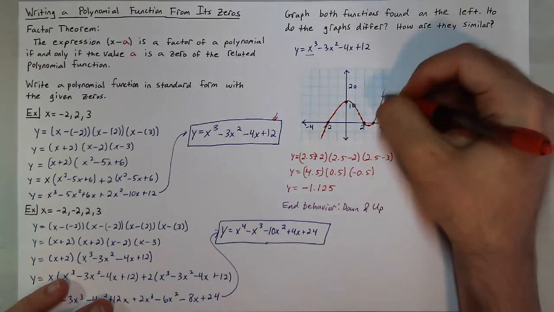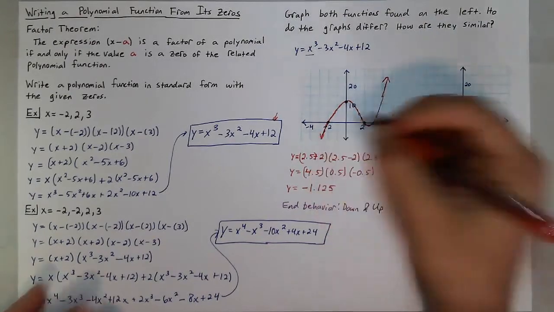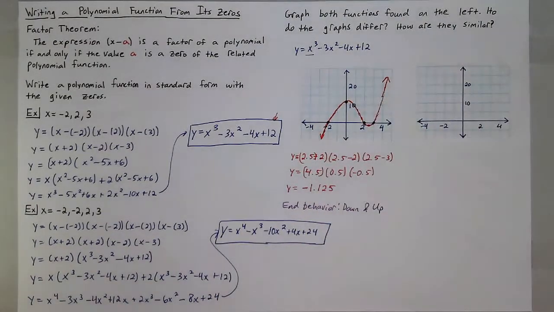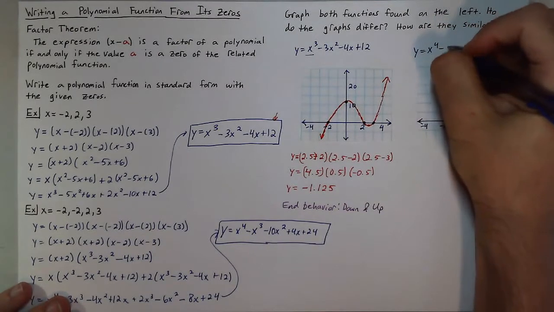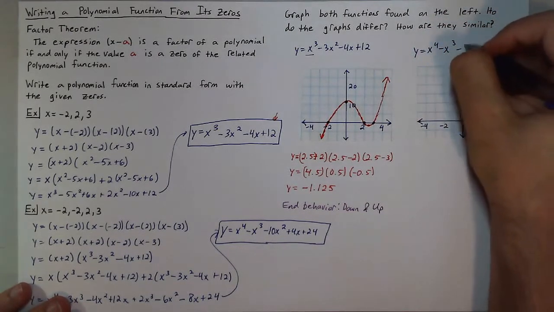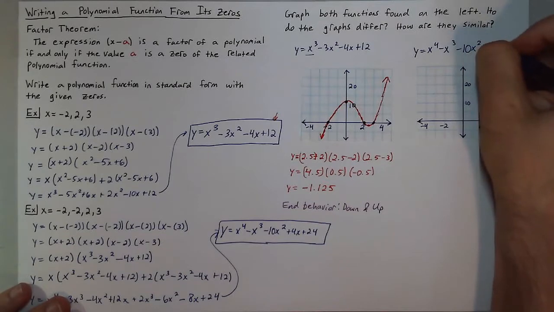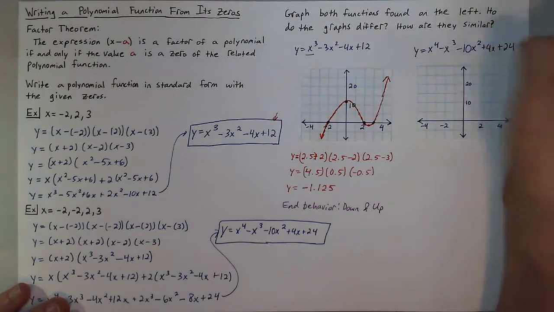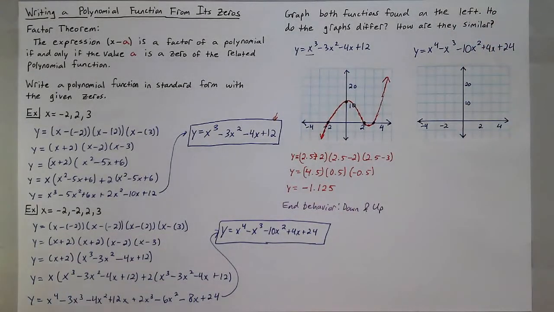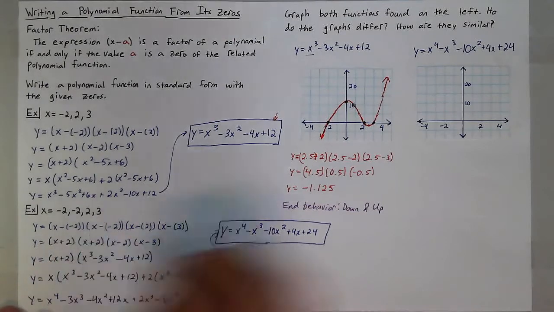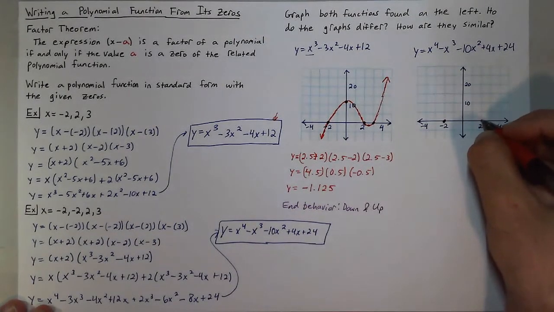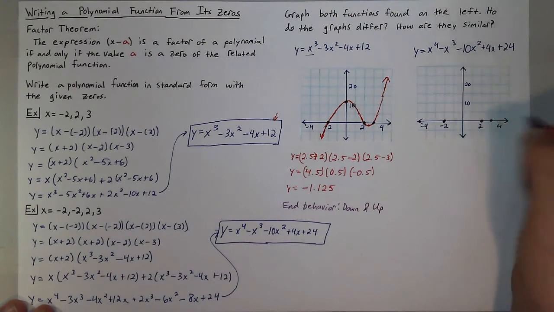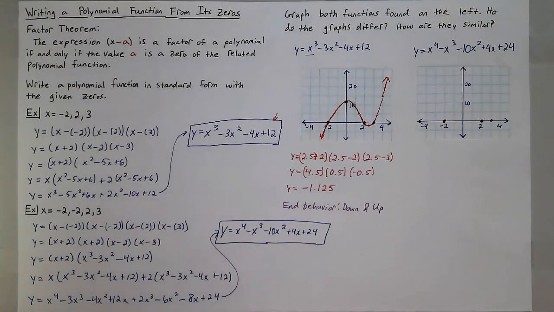Now let's look at y is equal to x to the fourth minus x cubed minus 10x squared plus 4x plus 24. So here I have my x-intercepts are all the same at negative 2, 2, and 3. And I can go through a very similar process of finding more points.